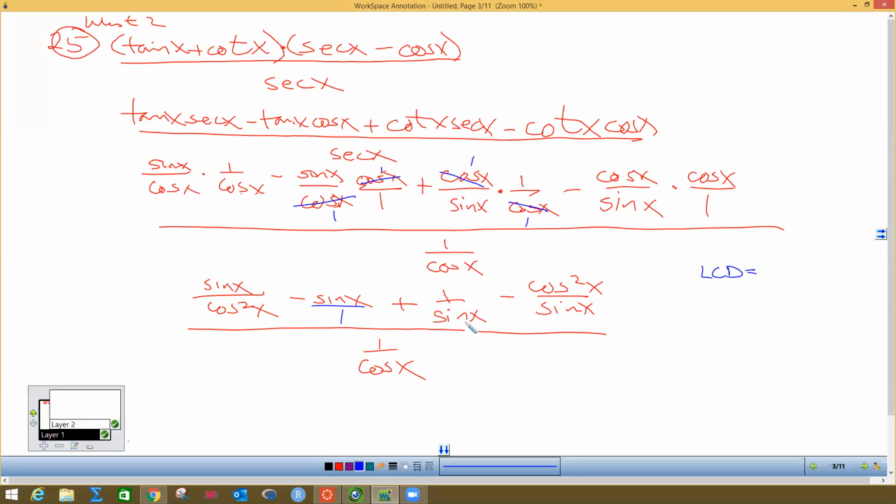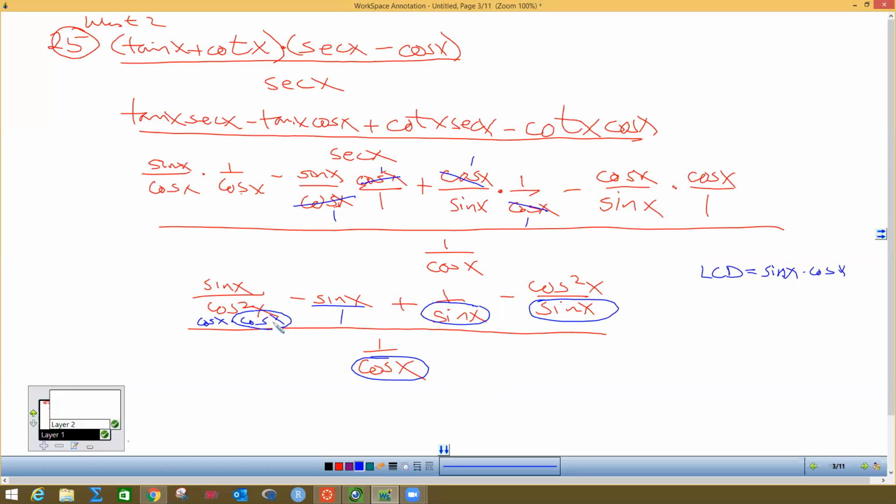I'm going to look at my bottoms and see if I have anything in common. So if you look, I've got a sine x here and a sine x here. So sine x is part of it. If you look, this thing right here is cosine x times cosine x, just so we know. So I've got a cosine x here, and I have a cosine x here, so that's another part of it.